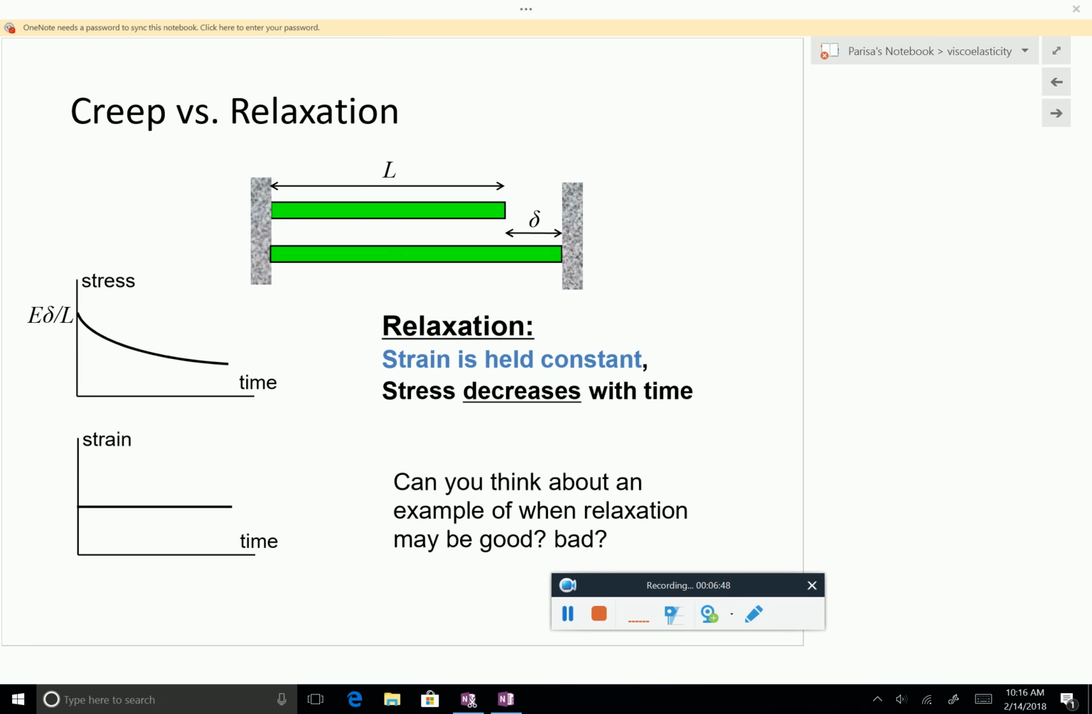it turns out that in some material, the stress starts to decrease over time, like this. This is also a manifestation of viscoelastic behavior. So it could be good sometimes. I mean, less stress could be a good thing. But there is one occasion where it is really, really bad. Can someone think about that?